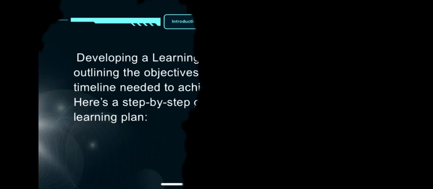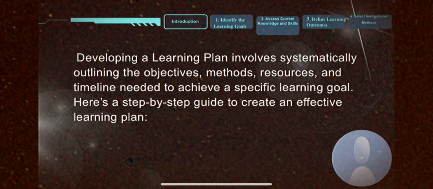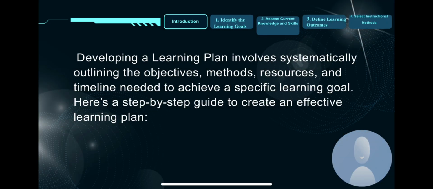So these objectives will guide us in understanding what we need to accomplish by the end of the lesson. For the introduction, developing a learning plan involves systematically outlining the objectives, methods, resources, and timeline needed to achieve a specific learning goal. For us as future educators, developing a learning plan means using technology and data to set personalized goals, choose effective methods, assess digital resources, and follow flexible timelines to help each student succeed.